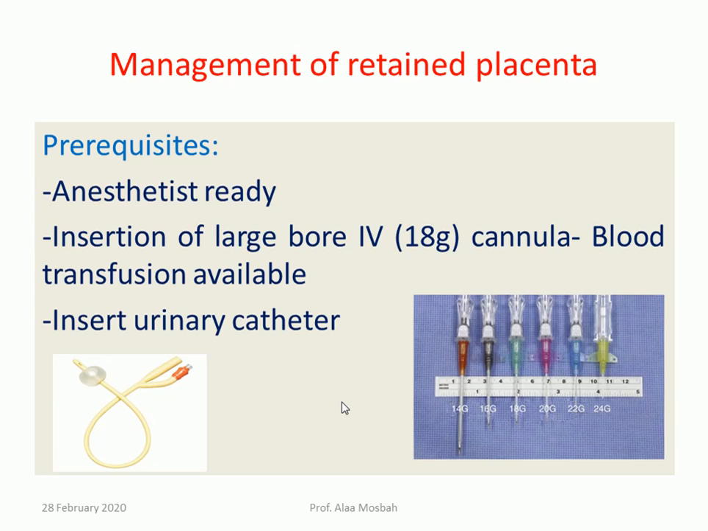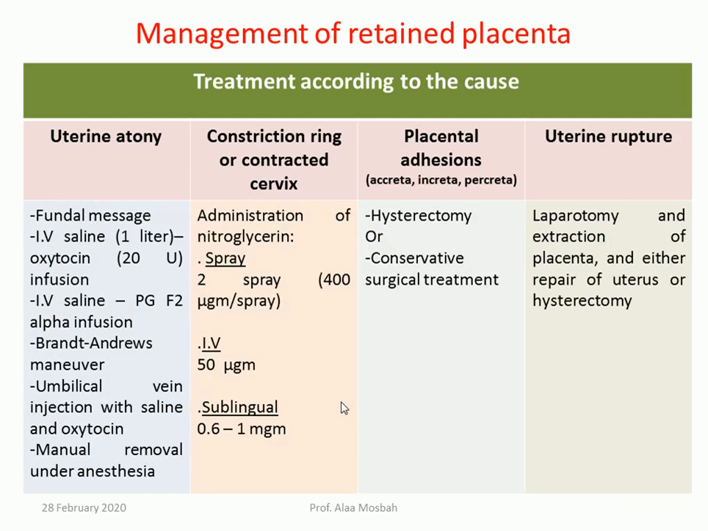We insert a urinary Foley's catheter. Then we are going to treat according to the etiology: if it is atony, or constriction ring, or placental adhesions, or uterine rupture.